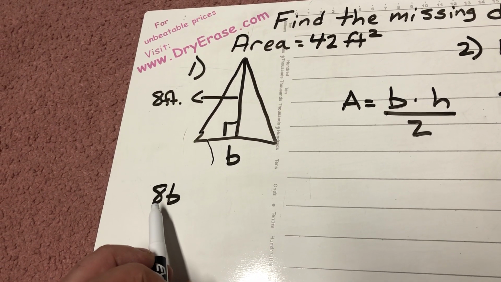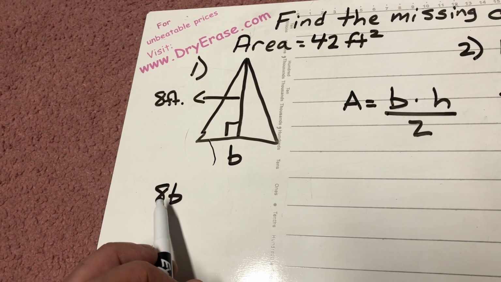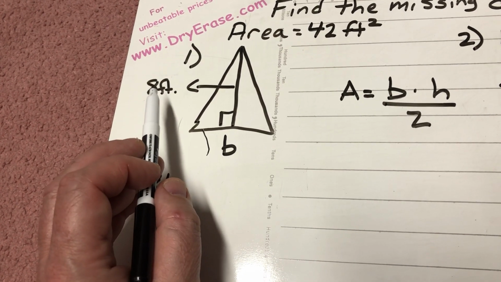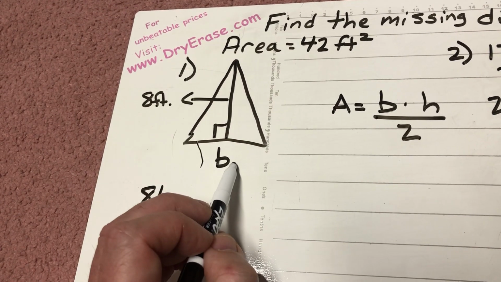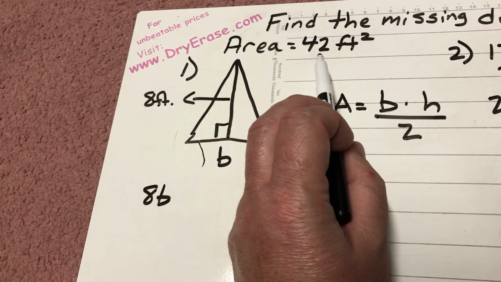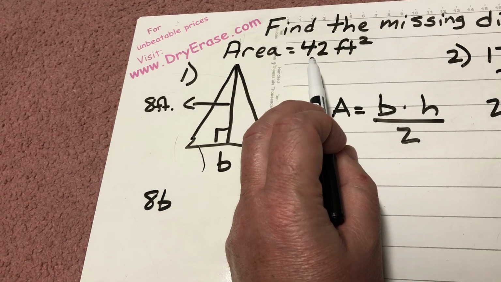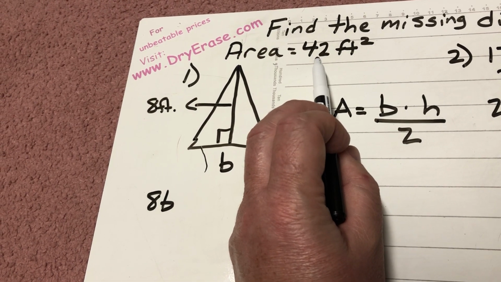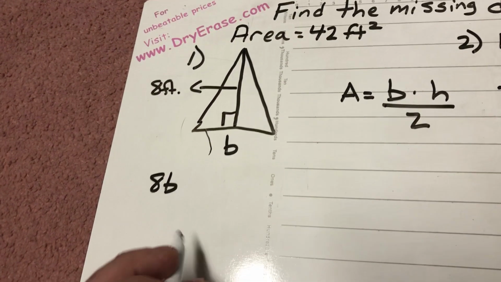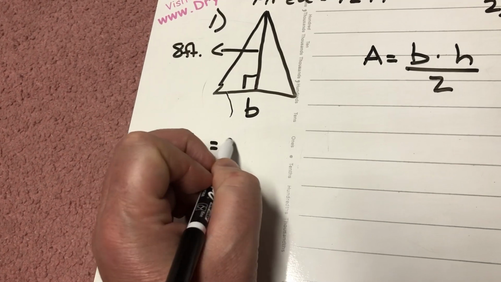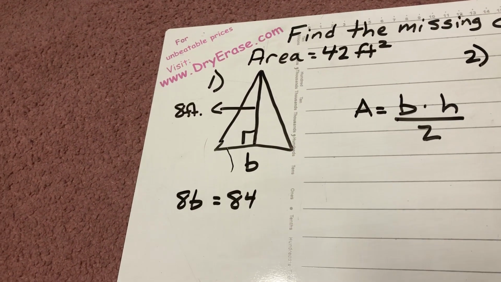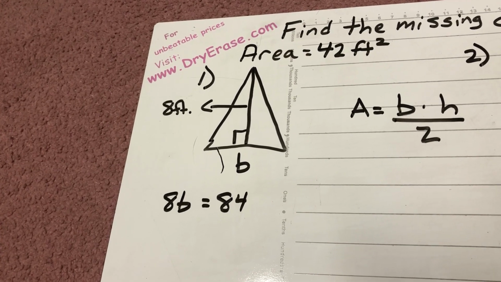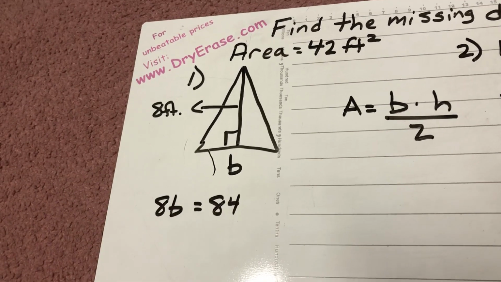If this was an odd number that you really couldn't divide by 2, what I would recommend is you say, well, 8b, because this times this, without cutting it in half, is going to be twice what this is. Because when you cut it in half, you get this. Now, if I double 42, I actually get 84. So you could think of it as 8 times b equals 84. And that's really true, because I haven't cut anything in half yet.